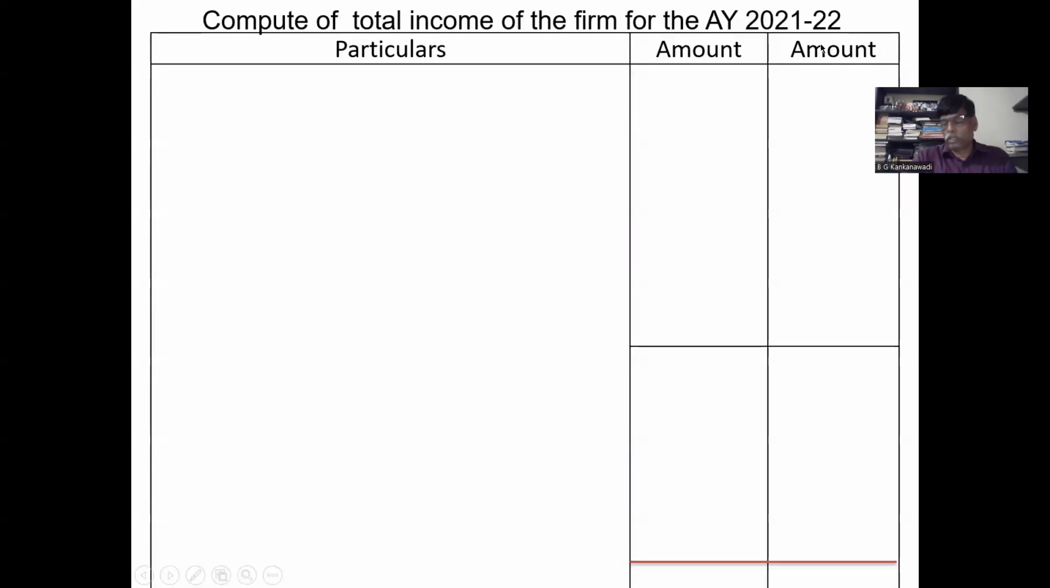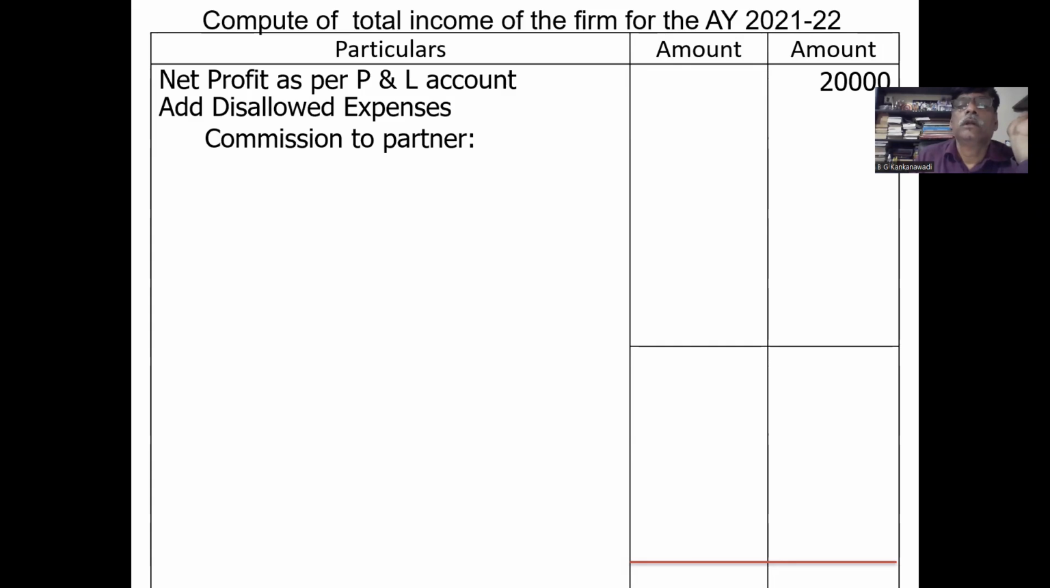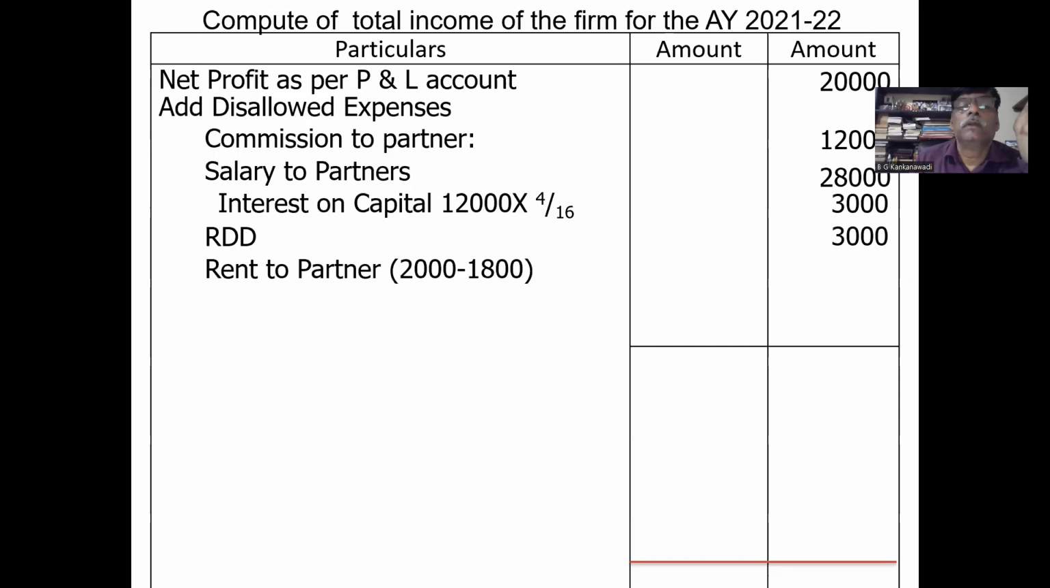Computation of total income for the assessment year. First is net profit as per P&L account 20,000. Add disallowed expenses. Commission to partner 12,000. Salary to partner 28,000. Interest on capital 12,000, interest is there at 16%. So 4% is disallowed. 12,000 into 4 by 16, 3,000. RDD, doubtful debt is there, 3,000.